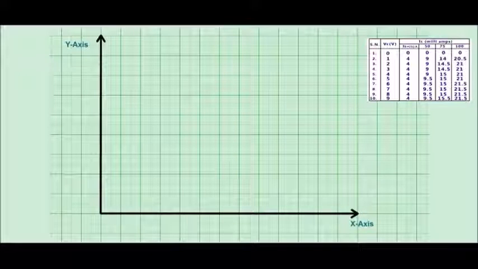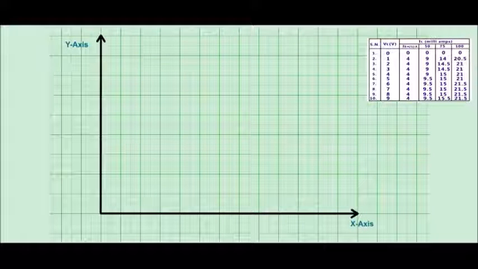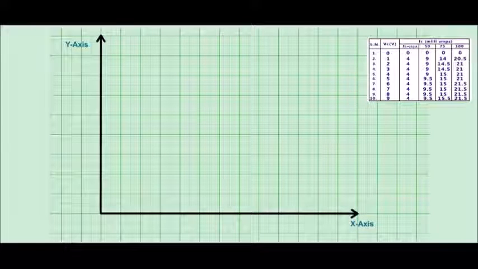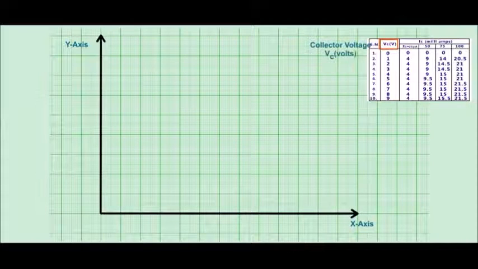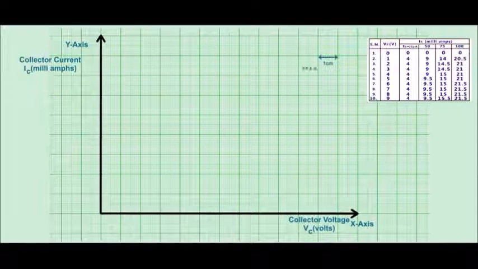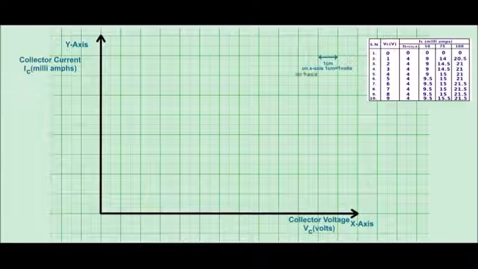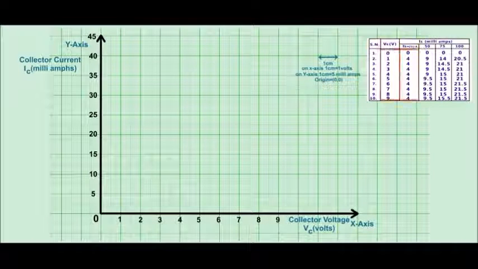Calculation of output resistance. To calculate the output resistance, we plot a graph between collector voltage VC and collector current IC using the values from the observation table. Consider the collector voltage on x-axis and collector current on y-axis, and the scale on x-axis is 1 cm equal to 1 volt and on y-axis 1 cm equal to 5 milliamperes. Now, we plot the points on the graph.